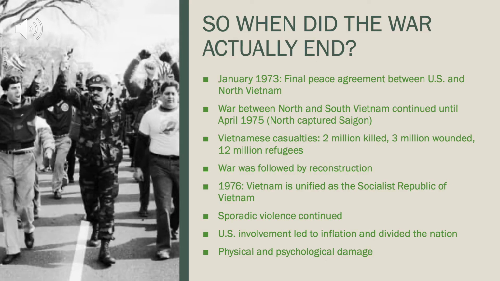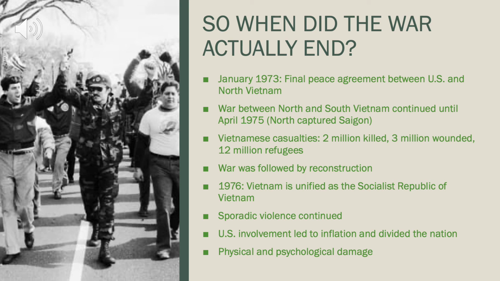So when did the war actually end? It seems that there's been a lot of conflict, but no resolution. The war lasted over 20 years. In 1973, a final peace agreement was made between the US and North Vietnam, which ended the conflict between the US and Vietnam. But the war continued between the North and South in Vietnam until April of 1975, when the North captured Saigon, which was the South capital.